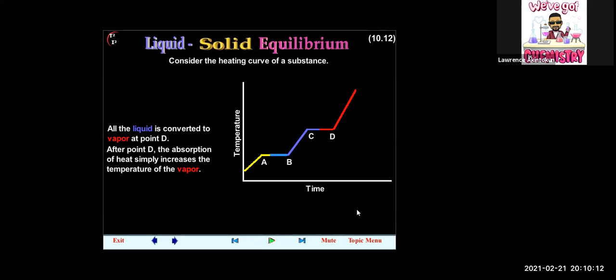One important thing you need to remember here is the change of state. When there is a change of state, at points A to B and C to D, the temperature is always constant. No change in temperature. If you look at that, the temperature here is flat. So at any point when there is a change of state, the temperature is always constant.